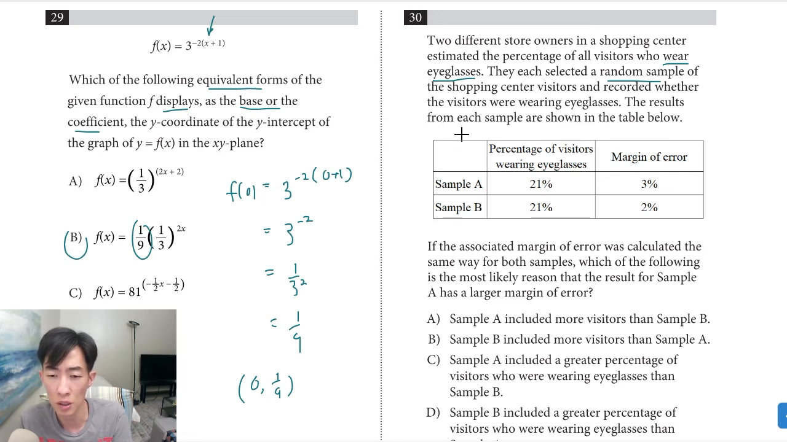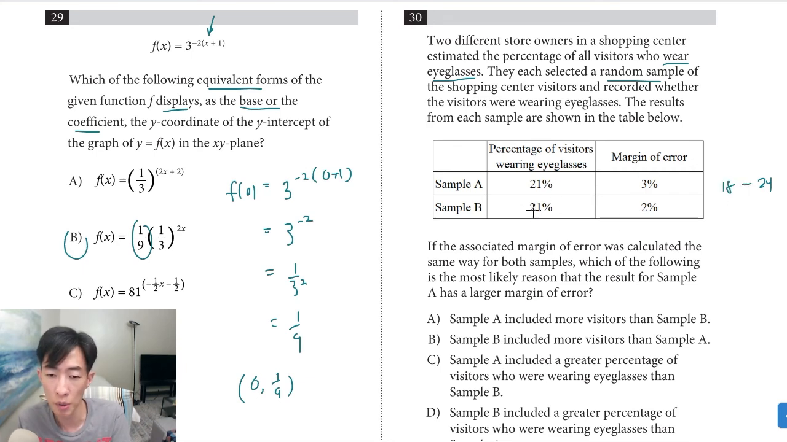The results from each are shown in the table below. If the associated margin of error was calculated the same way for both samples, which of the following is the most likely reason that the result for sample A has a larger margin of error? Because A is 3%. By the way, a margin of error of 3% means this could be off by 3%. So it could be 21 plus 3, which is 24, or it could be 21 minus 3, which is 18.